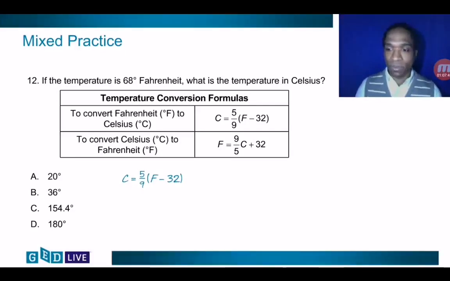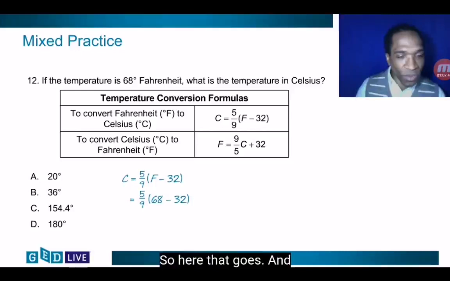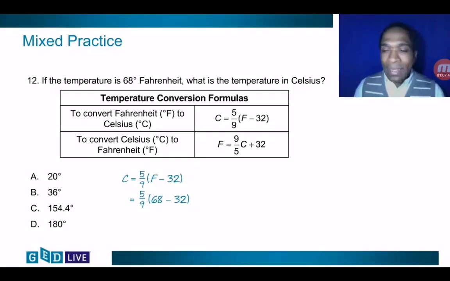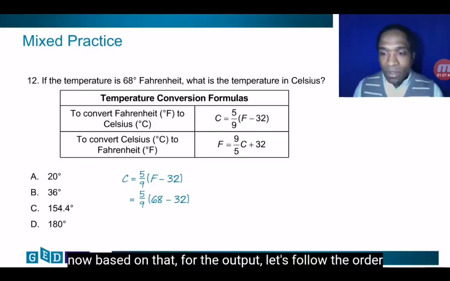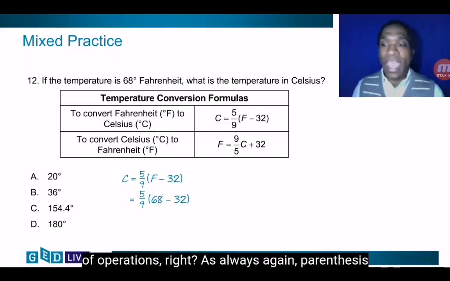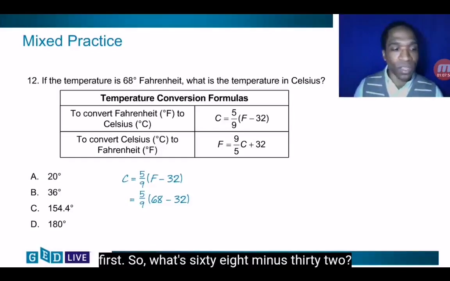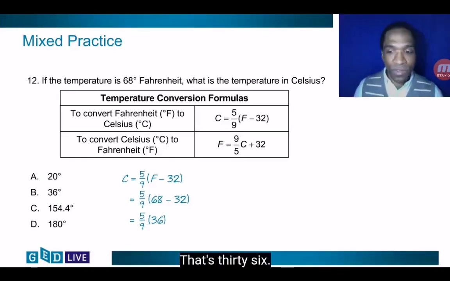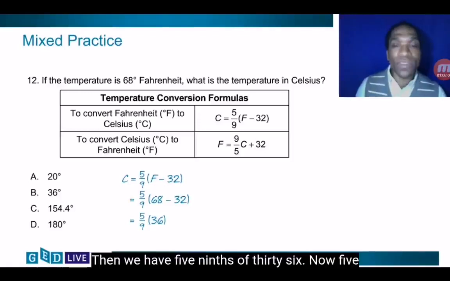That's what they tell us. So here that goes. And now, based on that, for the output, let's follow the order of operations, right? As always, again, parentheses first. So what's 68 minus 32? That's 36. Then we have 5/9 of 36.